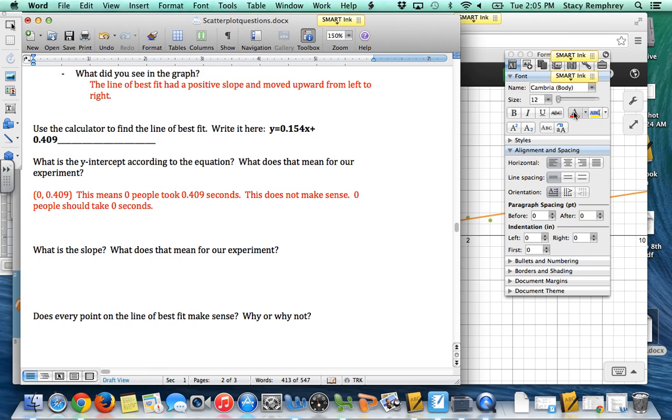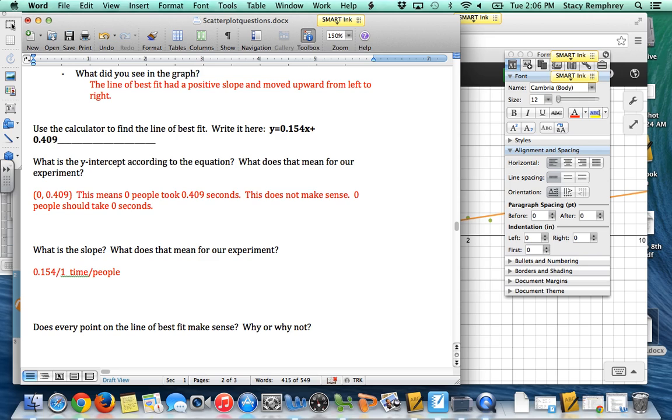What is the slope? So again, you are looking at the equation that the calculator gave you. I have 0.154, and that is like 0.154 over 1. We talked about this at the computer lab. Slope is found as the change of y over the change in x. In this problem, y was time. So this is saying time over people.